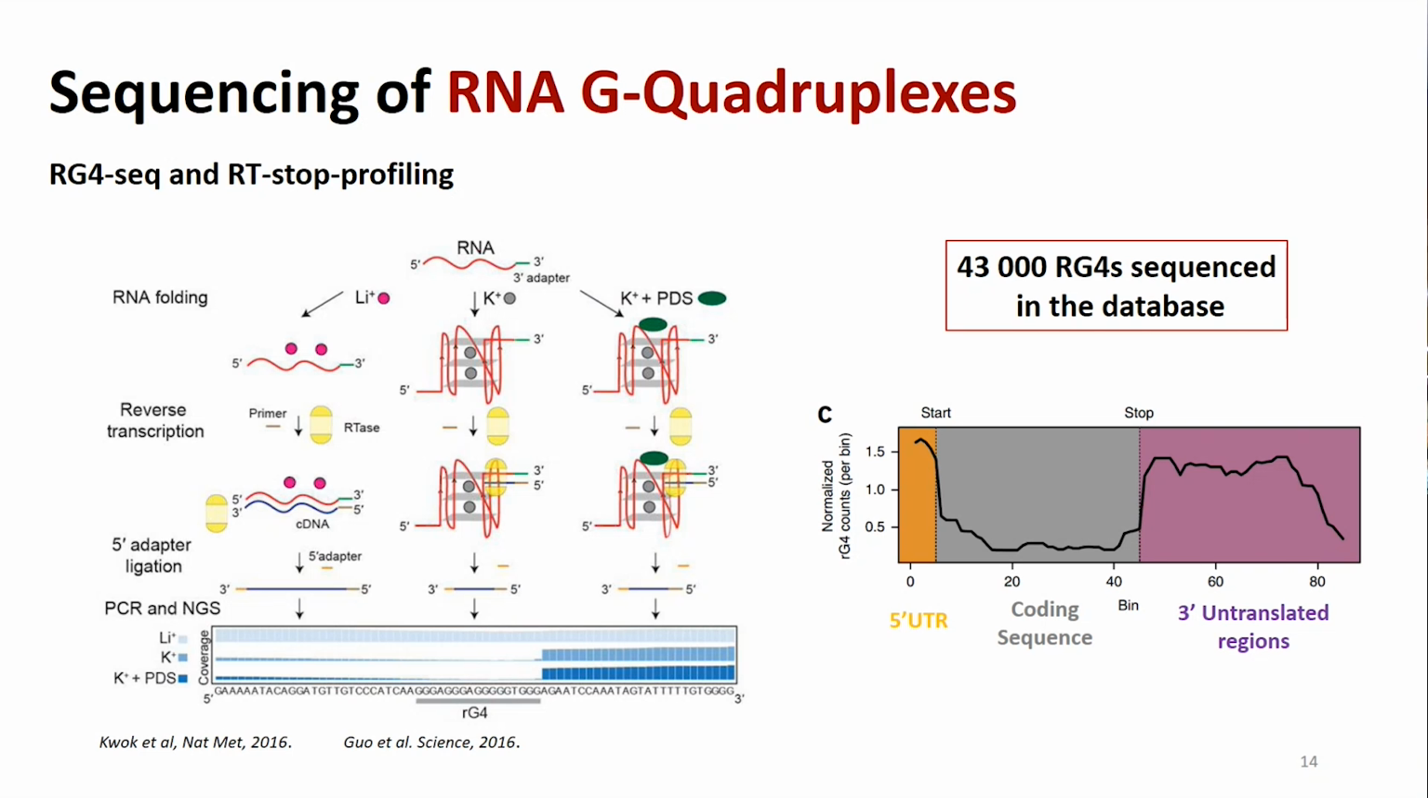So we have around 40,000 RG4 sequences in the database, and as I told you, it's mainly enriched in the untranslated regions.